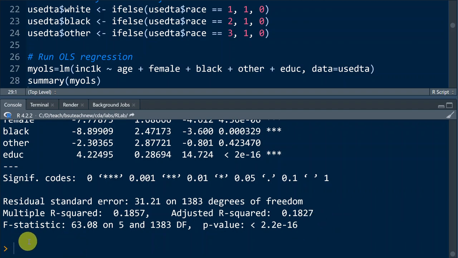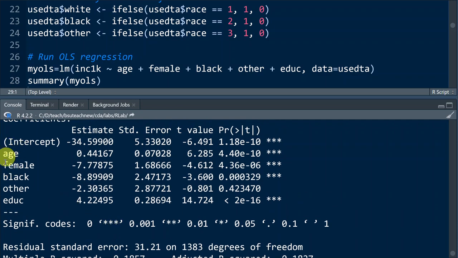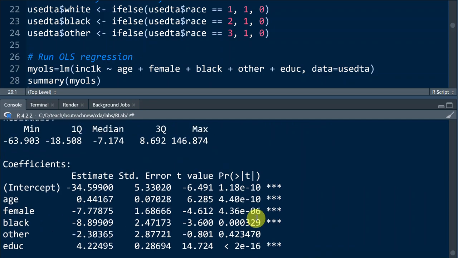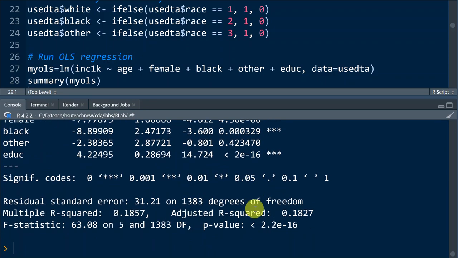Then we have also the F statistic, which is equal to 63.08 with 2 degrees of freedom. The denominator degrees of freedom is equal to 1383, and the numerator degrees of freedom is 5. Basically, it is a test. This is the F test of overall model fit, comparing this model, with all these parameters, and a model with intercept only, and we get this F statistic, which is equal to 63.08 with 2 kinds of degrees of freedom, and the p-value is almost equal to 0.